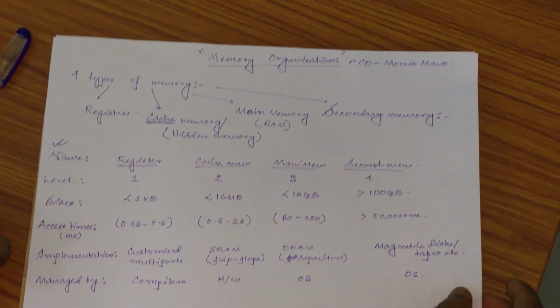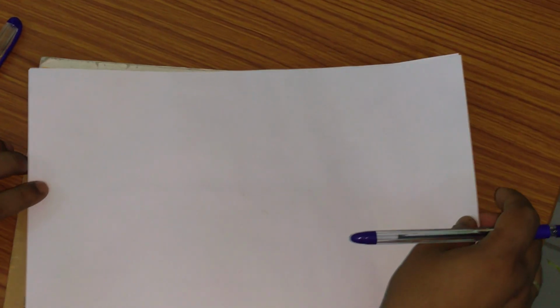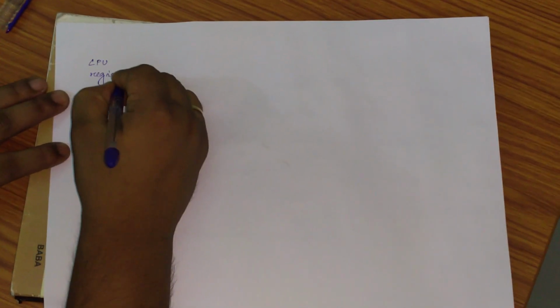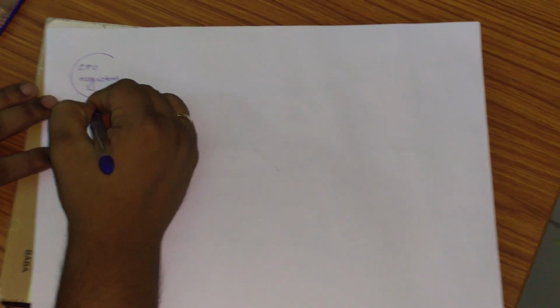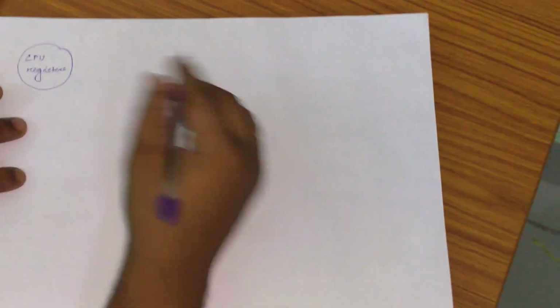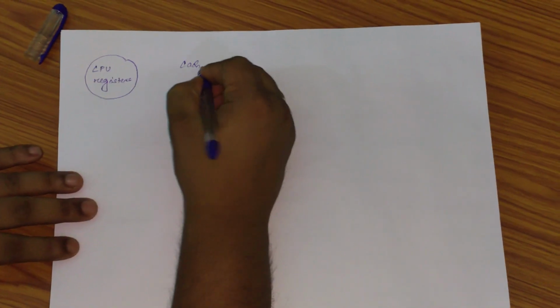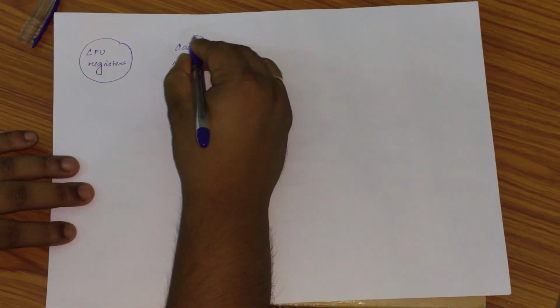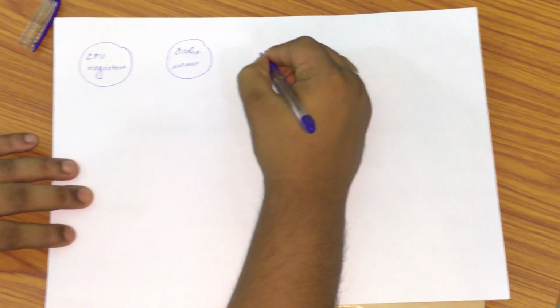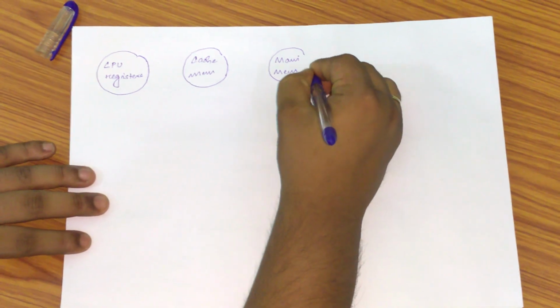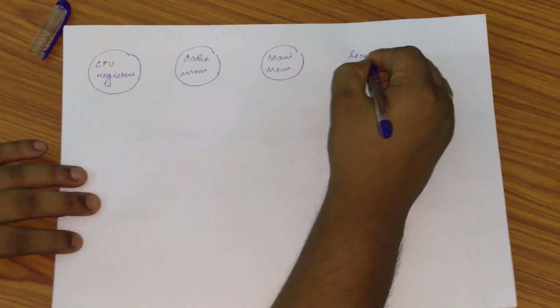So first of all, let's draw a small diagram to understand how the memory is set up in the computer. At the first we have the CPU registers. After the CPU registers, we have the cache memory. Then we have the main memory. And finally we have the secondary memory.